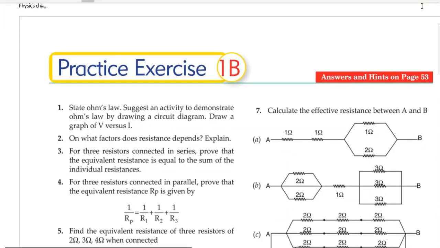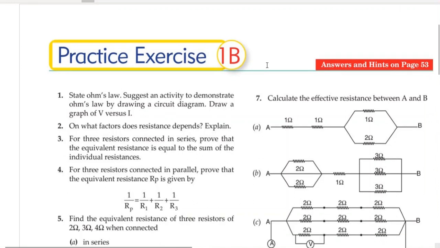Hello everyone, welcome to the final part of physics chapter 1, electricity. So today we are going to finish this chapter. Before that, we'll take one doubt. Everyone had this doubt in the homework.